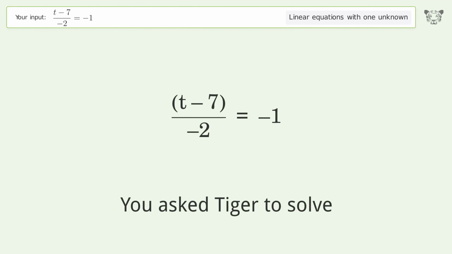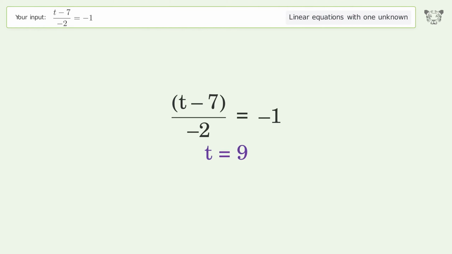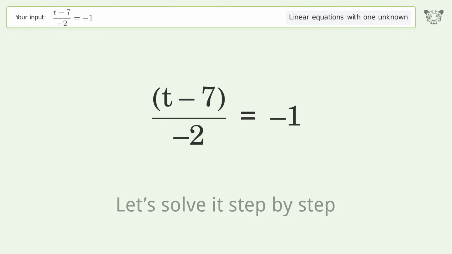You ask Tiger to solve. This deals with linear equations with one unknown. The final result is t equals 9. Let's solve it step by step.